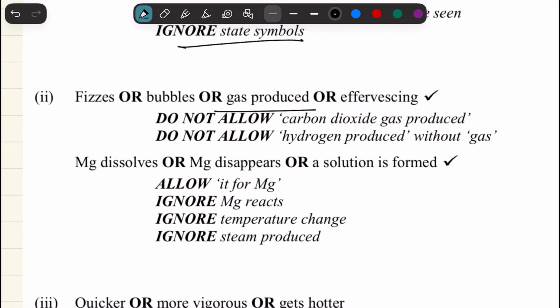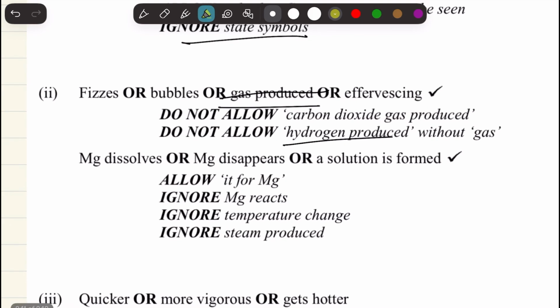Now, this is kind of a point I want to make. Whenever you produce gas, so as in we've reacted the metal with the acid, right? Hydrogen gas is produced, right? But how are you going to see hydrogen gas getting produced? You're seeing a gas, sure. You're not seeing hydrogen gas. I don't even like the fact that this is on the mark scheme, so I'm going to cross it out. What I want you to say is that you're seeing bubbling, you're seeing effervescence, you're seeing fizzing.